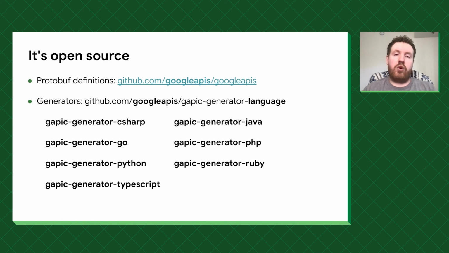Everything I described in this talk is open source, and it's all available on GitHub. The main repository with protobuf definitions and Bazel build files is github.com/googleapis/googleapis. And the generator and the rules are all in the corresponding language repositories, gapic-generator-language. So please feel free to take a look at how this works, and we'll appreciate any questions or feedback.